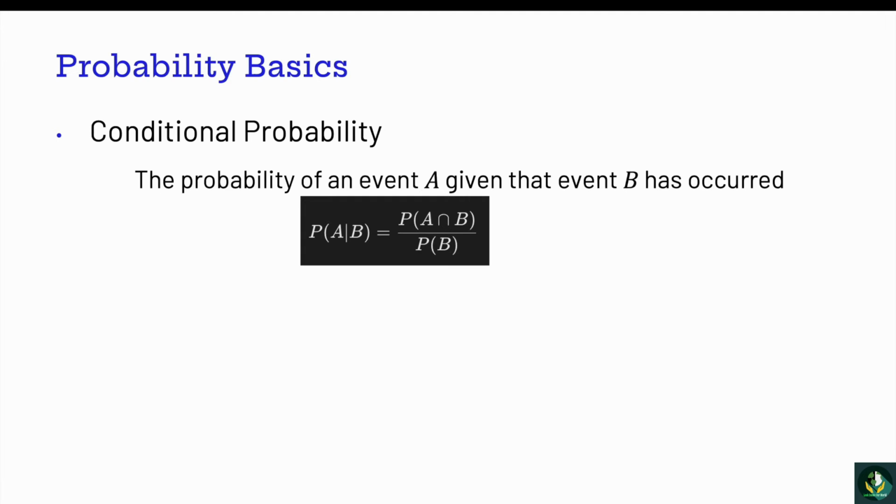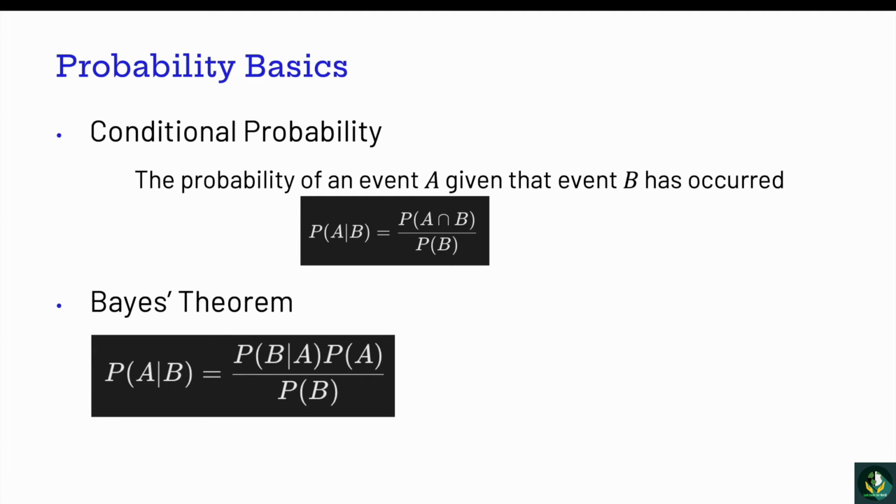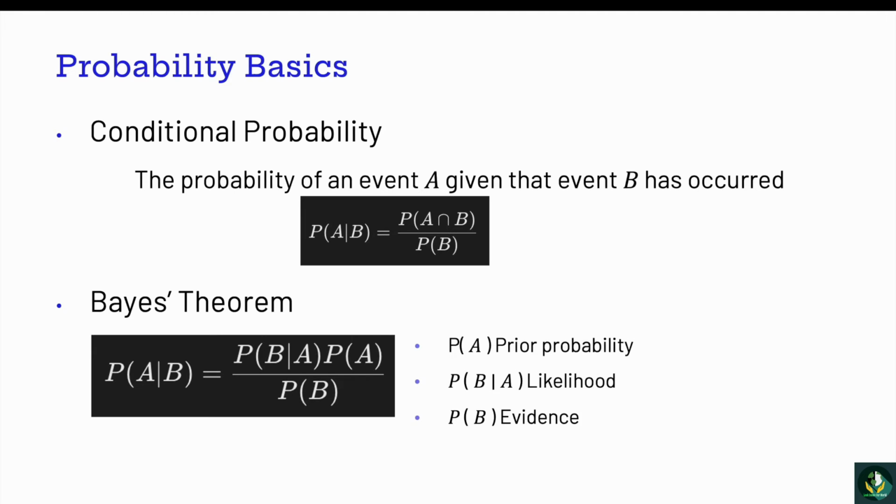An example can be the probability of drawing a red card given that a face card is drawn from a deck of cards. Next we have Bayes' theorem. This relates conditional probabilities, where the probability of event A given that event B has occurred is equal to P(B|A) times P(A) divided by P(B), where P(A) is the prior probability, P(B|A) is the likelihood, and P(B) is the evidence.